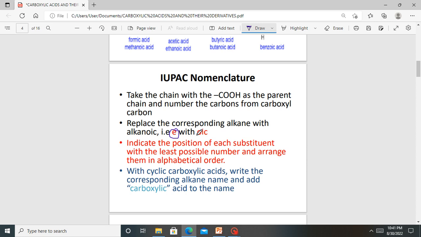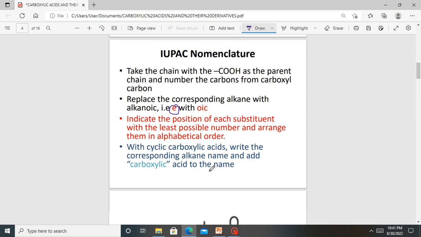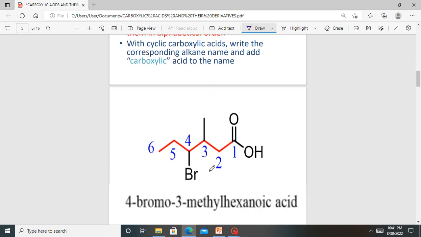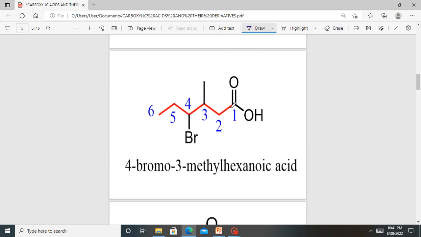Now you indicate the position of each of the substituents with the least possible number, and you arrange them in alphabetical order. We are going to look at some examples so we understand better. Now in the case of cyclic carboxylic acid, you just have to write the name of the corresponding alkane and you just add carboxylic acid to the name. So let's look at some examples on how to name carboxylic acid. So for example, here we have a chain with the carboxylic acid functional group.